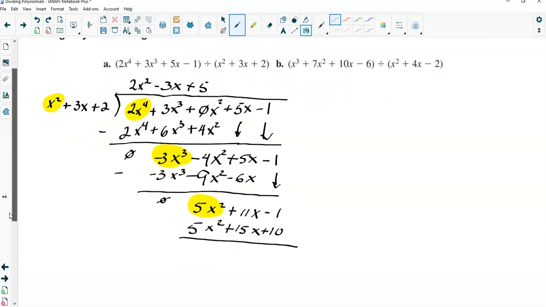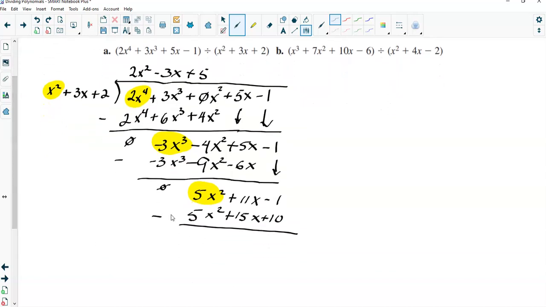And you subtract. 5x squared minus 5x squared, that's 0. 11 minus 15, this becomes negative, so that number is going to be negative 4x. This becomes negative, so negative 10 and negative 1 is negative 11. All right, so my answer is this right here. This is my answer.